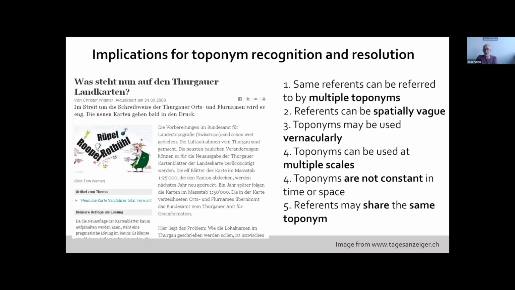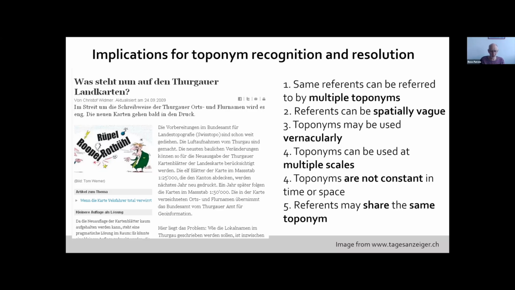When we think about toponym recognition and resolution, the same referent can be referred to by multiple different toponyms. So we can have the same place and it has different names. Referents can be spatially vague, so they don't have sharp borders. We can use toponyms in a vernacular sense, so they're not necessarily in official databases. They can be used at different scales, and scale can be very important in this.